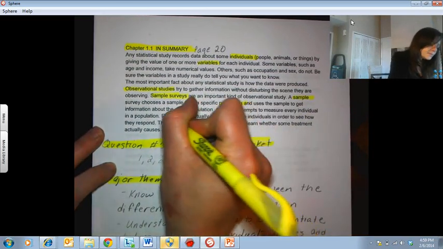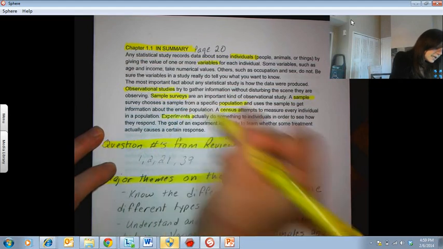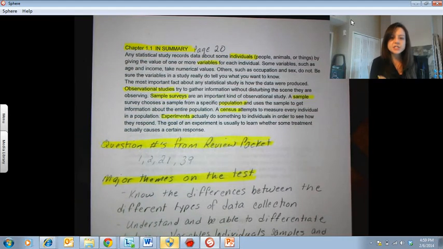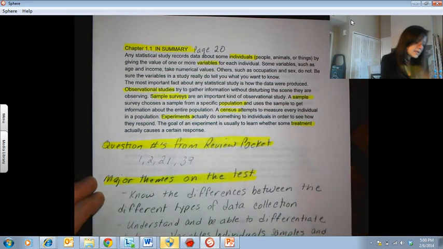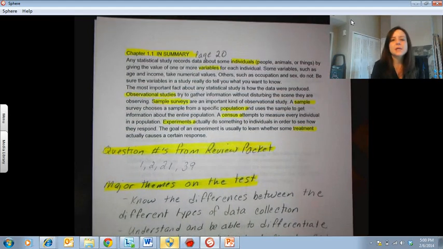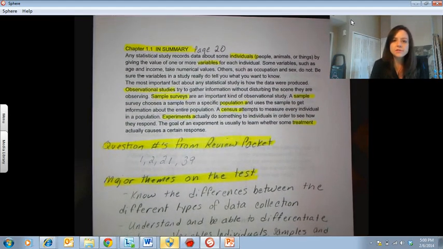And experiments, they are going to try to make a change to see what happens, to see how they respond, and that change is called a treatment. So also make sure you remember the word treatment. Take a minute, read this over yourself and make sure you understand what each of those highlighted words means. I'm going to move on.